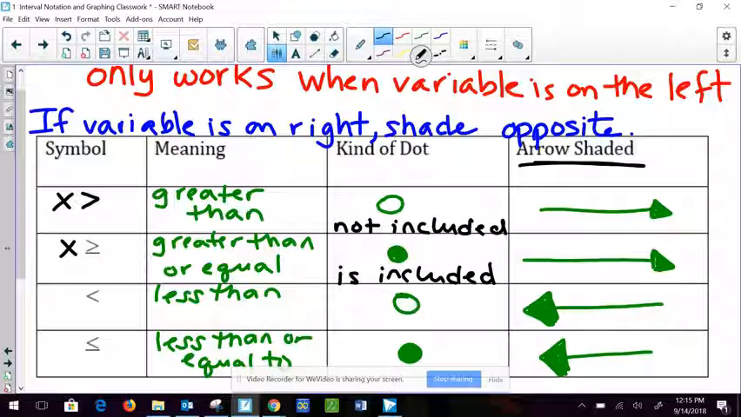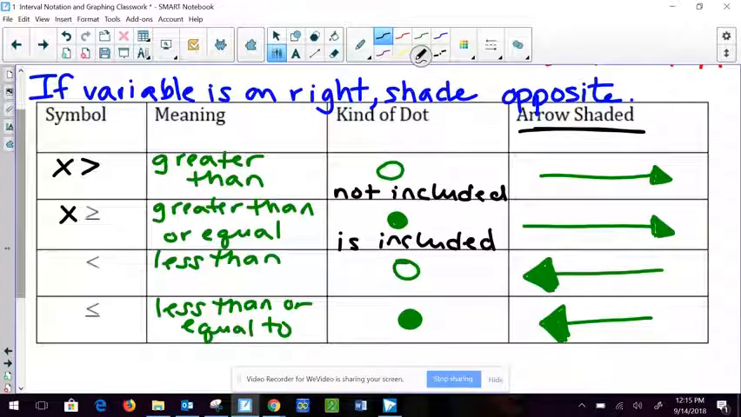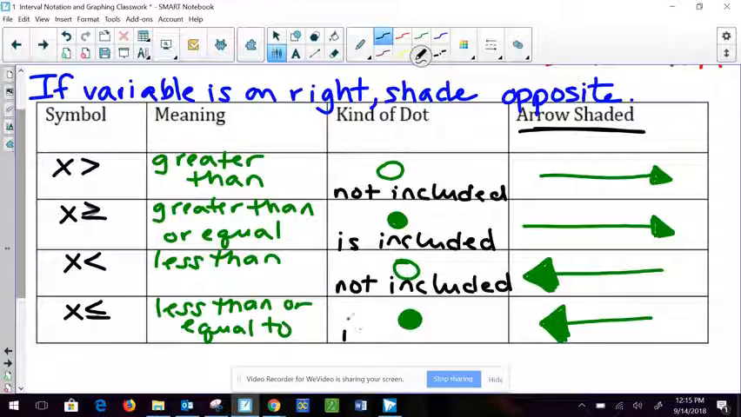Now, if our variable was on the right-hand side, that's when we would shade opposite of whatever it's telling us. Moving down, a less than symbol tells us that the number is not included, and we shade to the left. A less than or equal to sign tells us that the number is included.